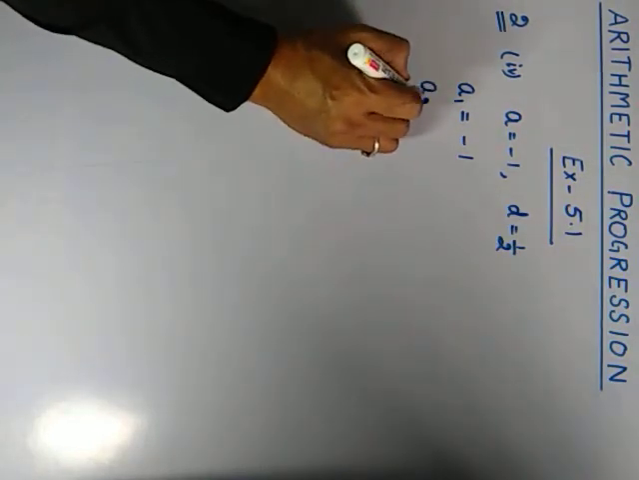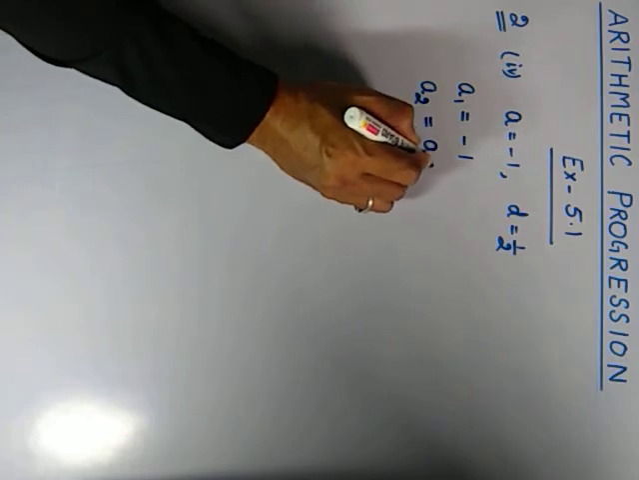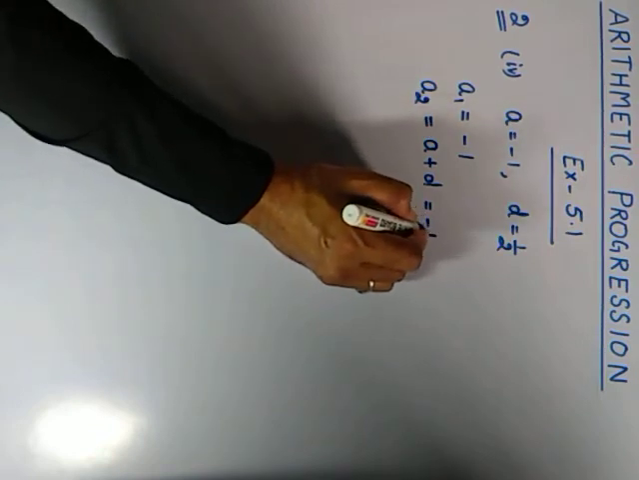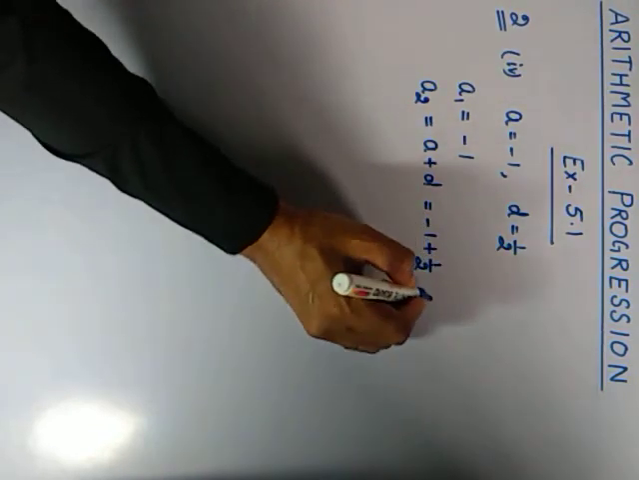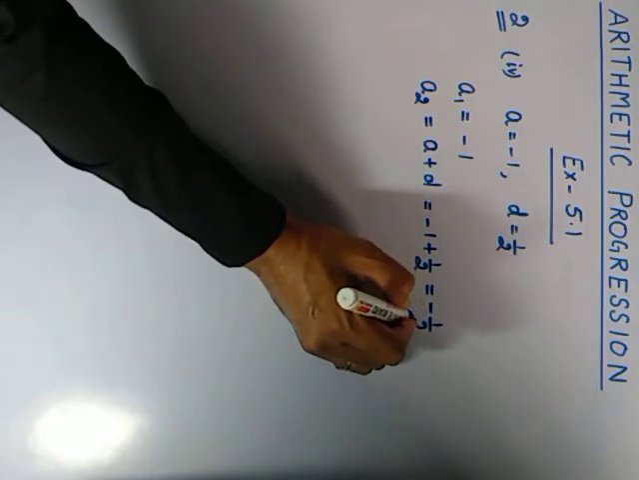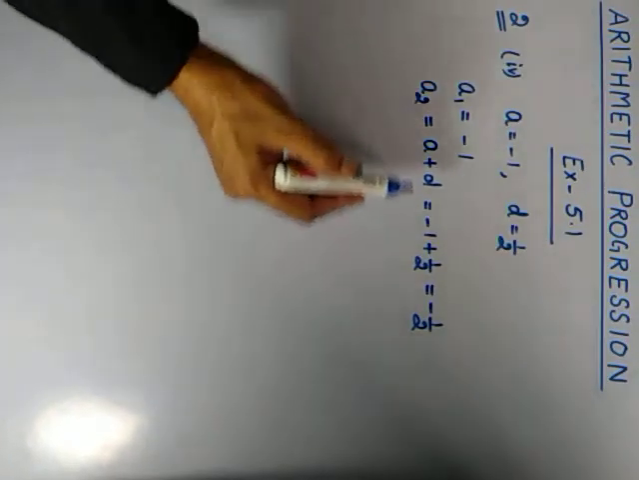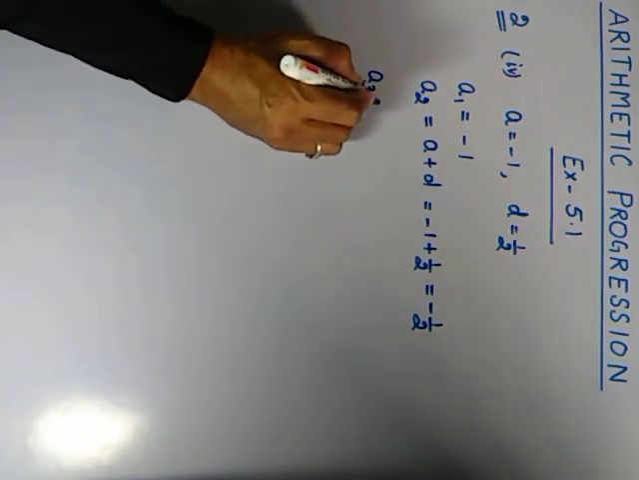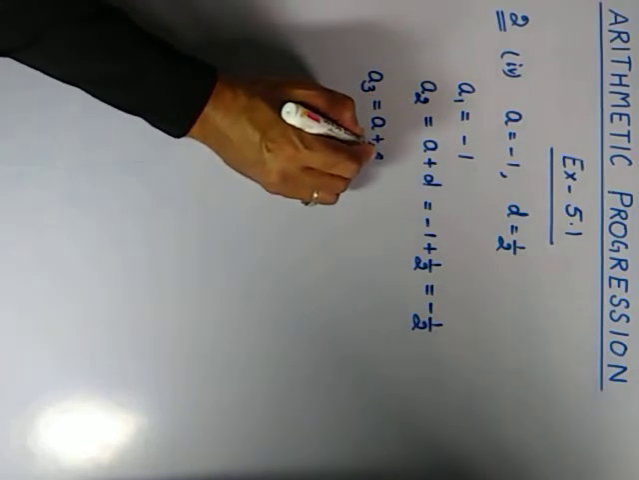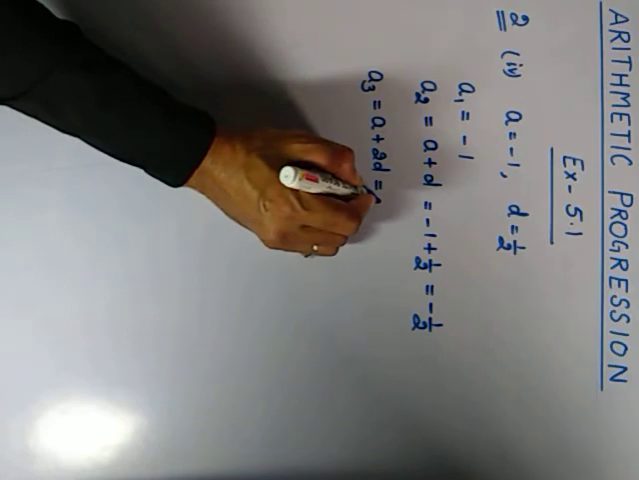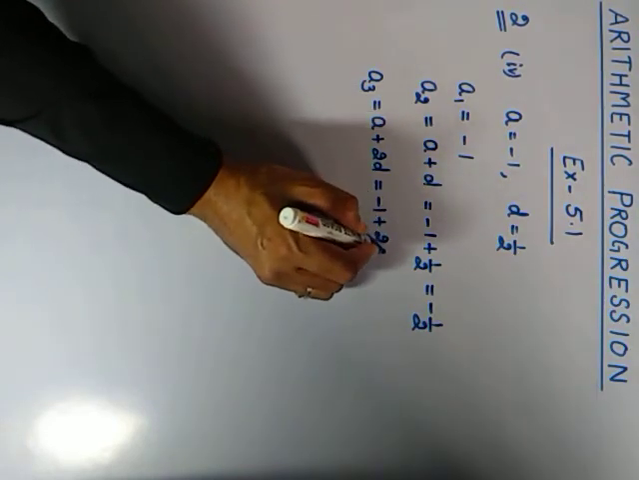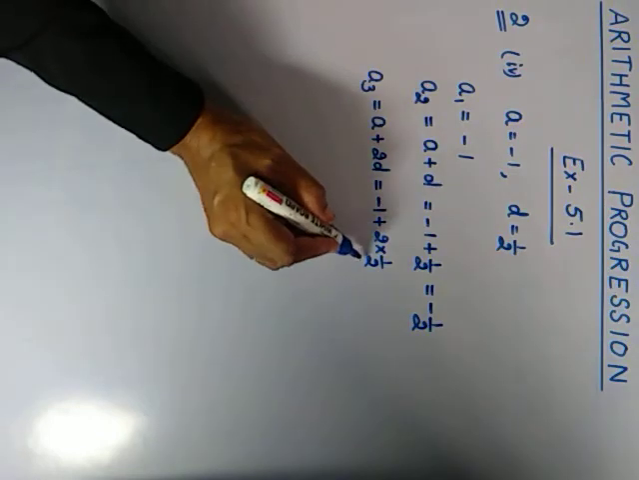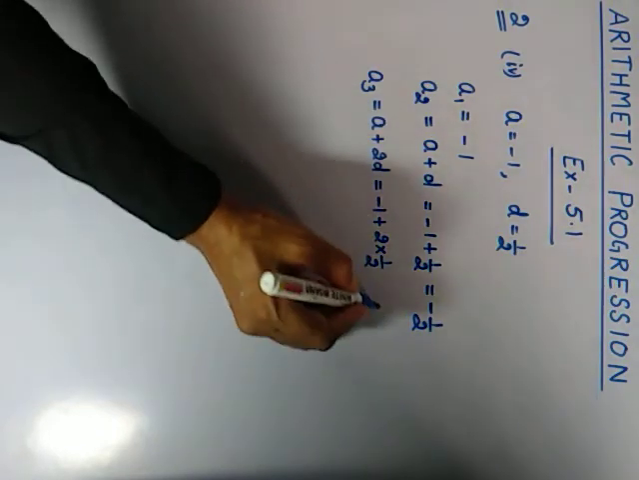Second term, that is A2, will be equal to A plus D, which is equal to -1 plus 1 by 2, which is minus 1 by 2. So second term is minus 1 upon 2. Similarly, third term is A plus 2D, which is equal to -1 plus 2 into 1 by 2. 2 and 2 cancel out. So -1 plus 1 equals 0.